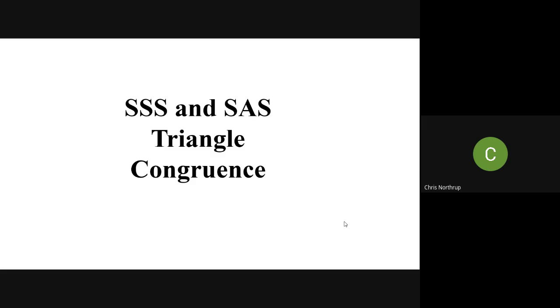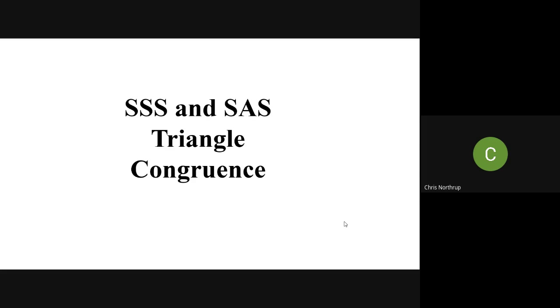Now, if we don't know that all 3 side pairs are congruent, if we have at least 2 side pairs and what we call the included angle, that'll be the angle that those side pairs form. If those angles are congruent, then we can use side angle side congruence, which would be enough to show that the triangles themselves are congruent.